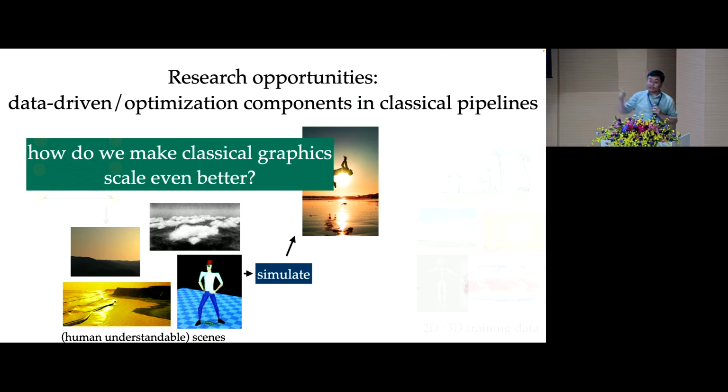And again, this whole pipeline is fully backward compatible, right? So if you take out all the data-driven part, there's still the question of how you do the simulation. So how do we make classical graphics scale even better, support more types of primitives, and scale even sublinearly to the number of components they have?